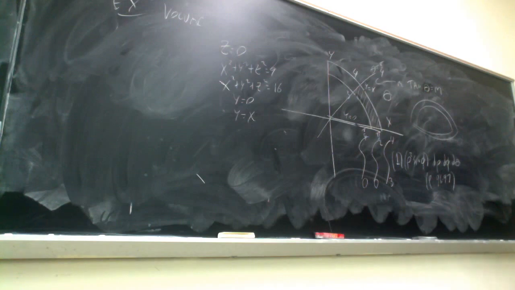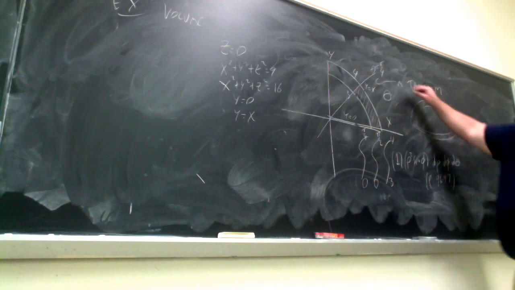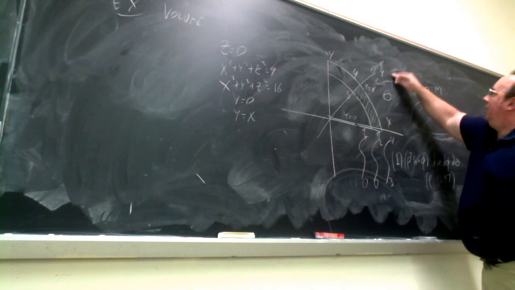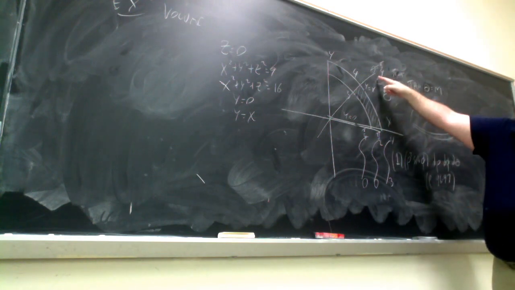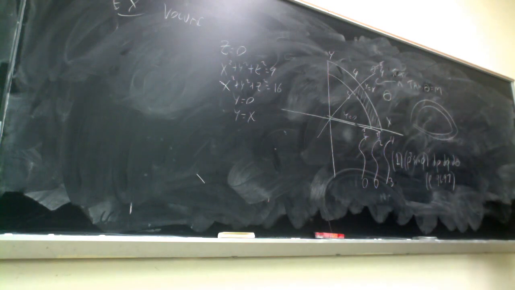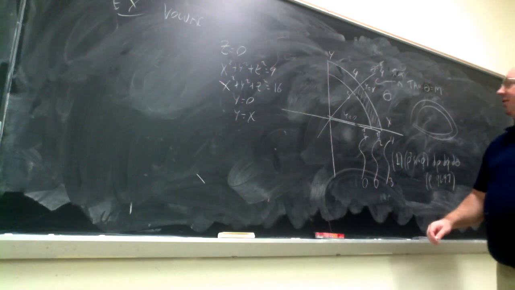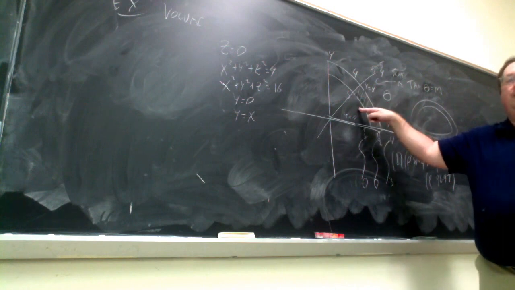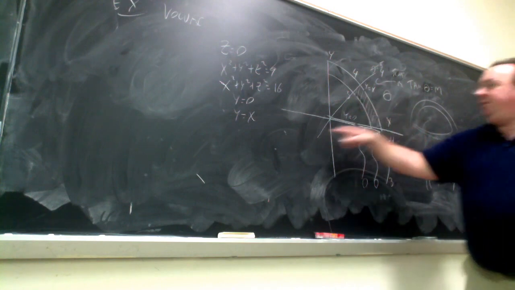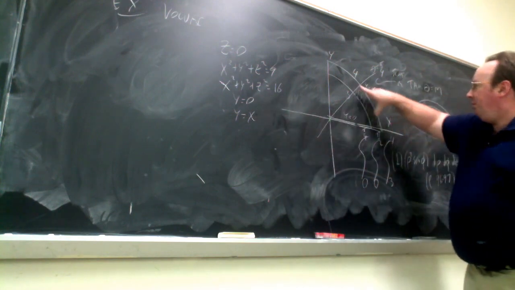Wait, how did we know that shaded area was here? Well, from these boundaries we know it's contained between these two spheres, and then from these boundaries we know it's contained within here.